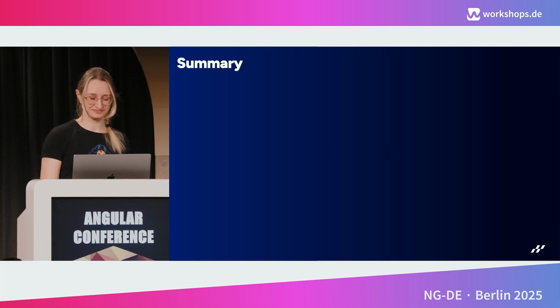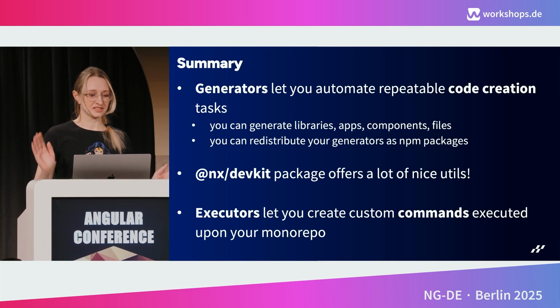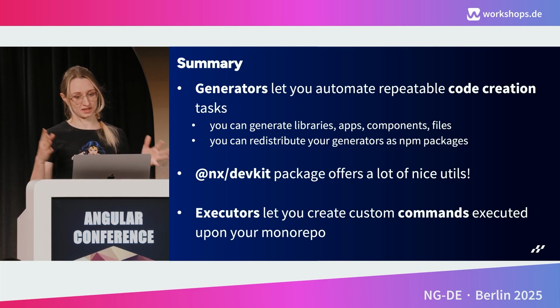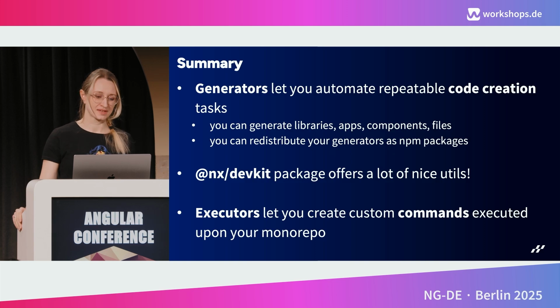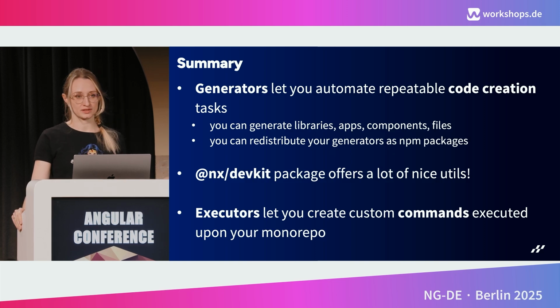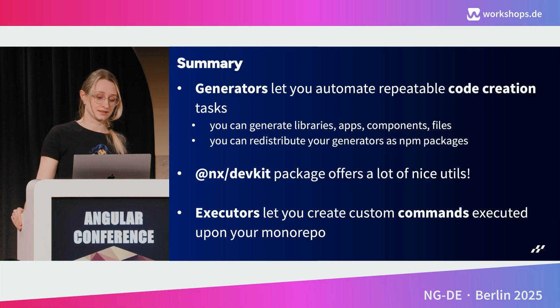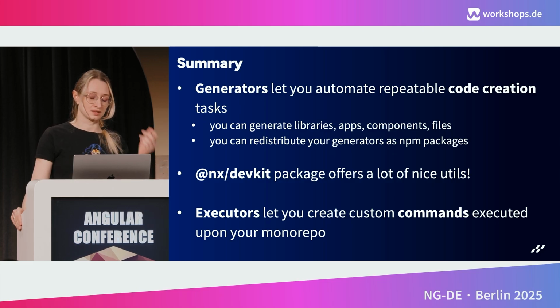OK, we made it. So to summarize, the generators let us automate repeatable code creation, even in the era of AI. So we can generate libraries, applications, components, files, and so on. And we can redistribute those generators as NPM packages, and actually executors as well. There is this NX DevKit package, which offers a lot of utilities if you work with this. So I suggest you use it if you decide to create your own generators or executors. And finally, the executors let you create custom commands executed upon your monorepo.